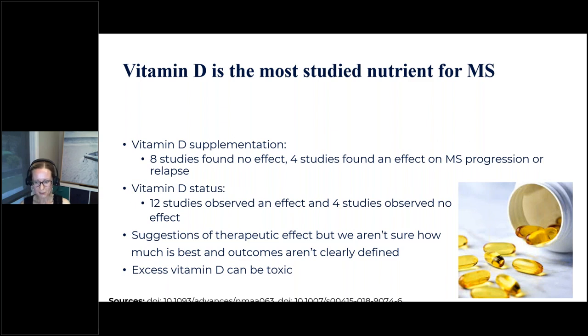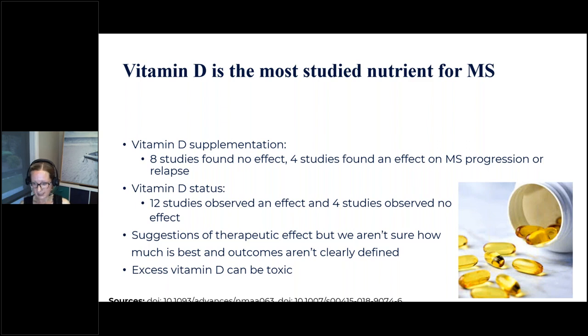And because it gets stored in the body, we don't want to exceed the levels, because with our other vitamins, like our vitamin C, for example, it's water soluble. If we have enough in our body, we pass it out through the urine. It doesn't happen with our fat-soluble vitamins. So that's a really, really important factor to stress, that if we're going to supplement with vitamin D, be careful of how much you're taking.